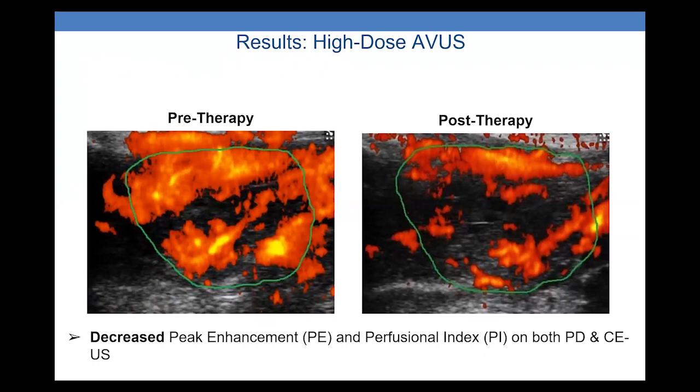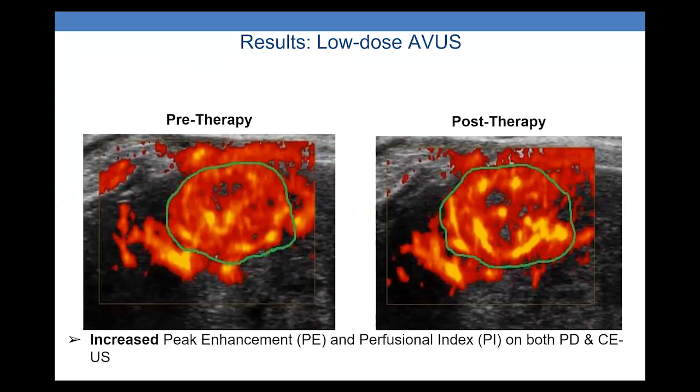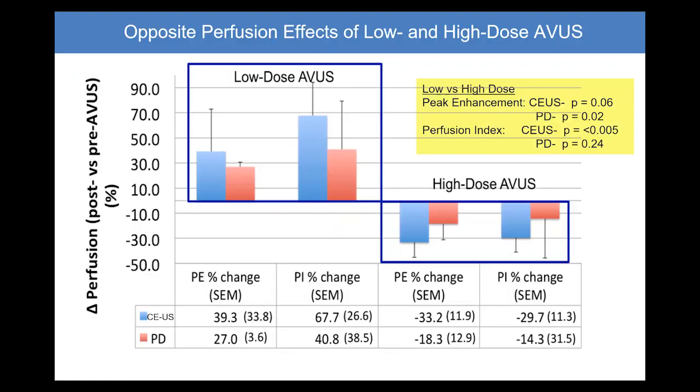Coming to our results, the high dose AVUS showed a decrease in the quantitative perfusion measures we did, which are peak enhancement and perfusion index on both modalities, power Doppler and contrast enhanced ultrasound. As we can see in this example, on power Doppler imaging, there was a dramatic decrease after therapy. On the other side, the low dose showed an increase in perfusion measurements post-therapy, as we can see in this example again on power Doppler imaging. And this bar graph shows the opposite direction of the effects from low dose and high dose. Contrast enhanced ultrasound was clearly more sensitive, showing a change in perfusion index of up to 67.7% and up to 33.2% change in perfusion decrease after high dose therapy.